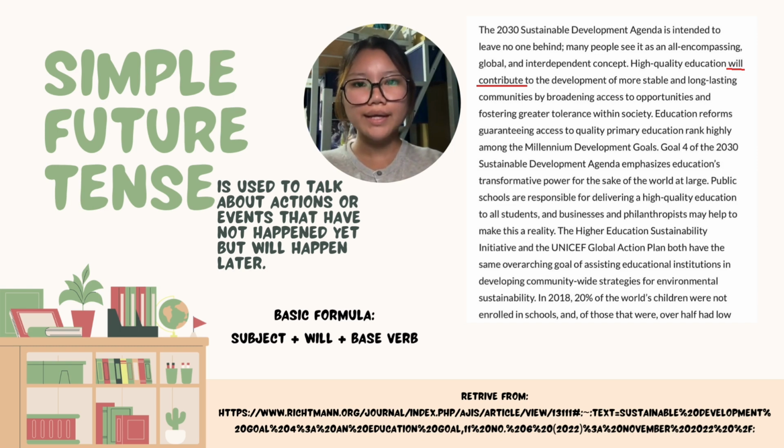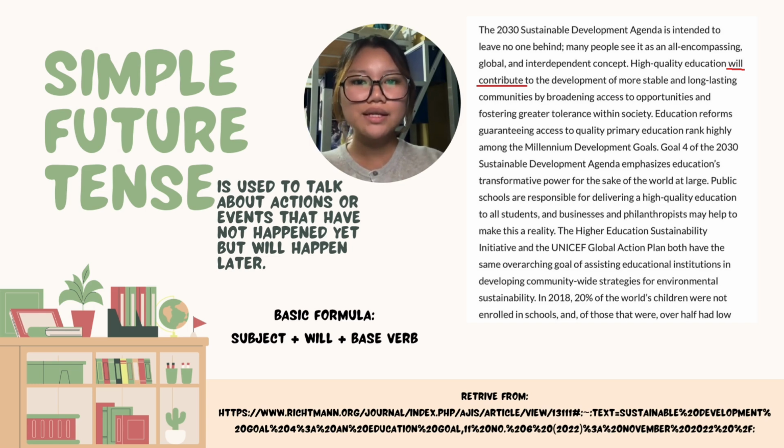Moving on to our next topic, the simple future tense. We use the simple future tense when we talk about actions or events that haven't happened yet but will happen later in the future. If you look at the paragraph on the right regarding the 2030 Sustainable Development Agenda, notice how future impact is expressed.